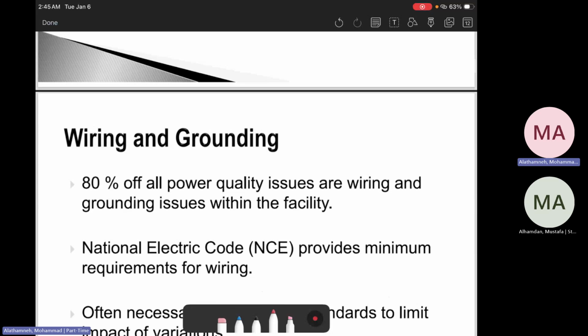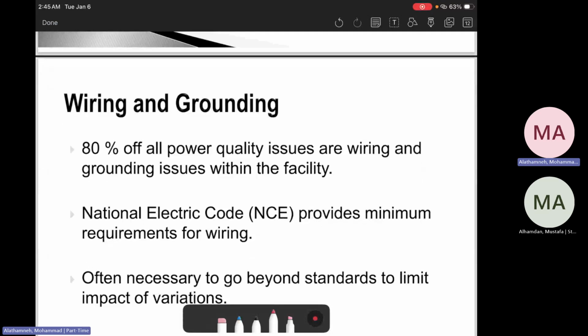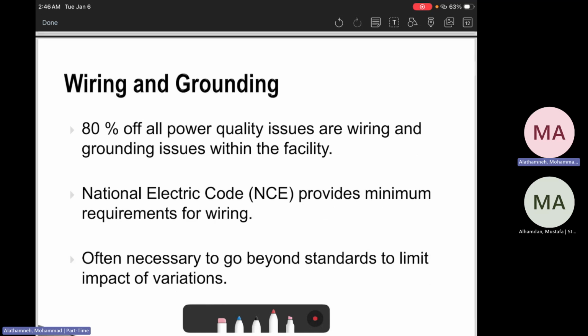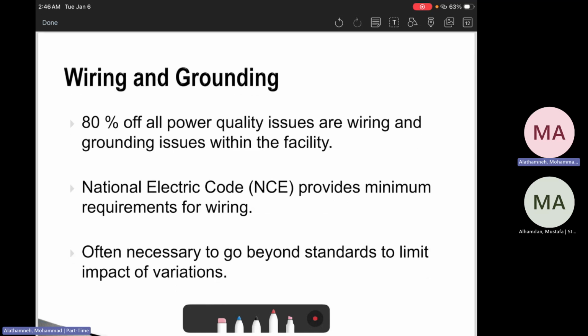So 80% of power quality issues are related to wiring and grounding inside the facility. The reason is that a huge portion, 80% of the power quality problems, comes from inside the building, at the customer end, not at the utility end. That's why we say don't blame the utility every time. Again, 80% comes from inside, from the loads. So with the NEC, the National Electric Code, we need to make sure installations are according to these standards.